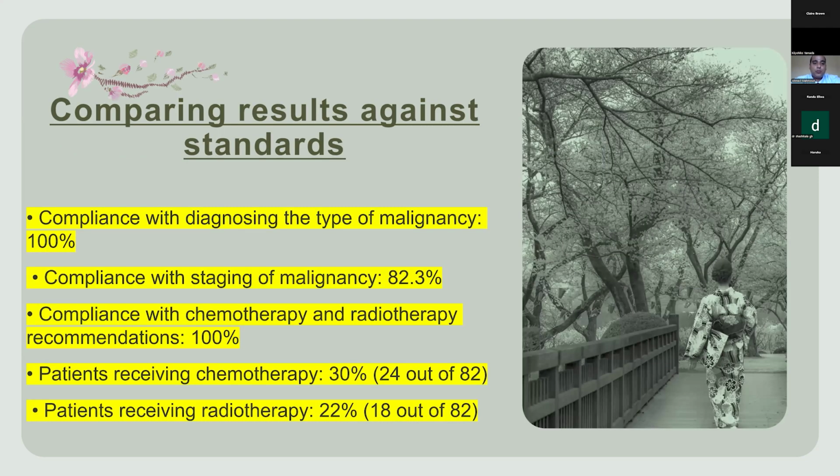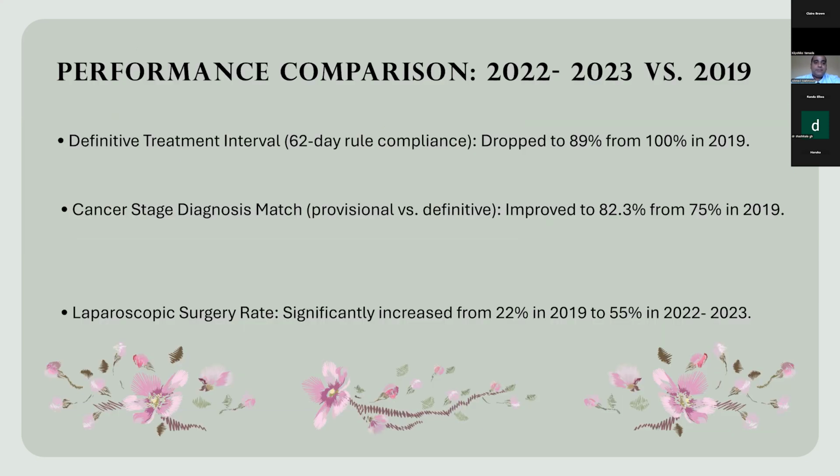So comparing the results against standards, compliance with the diagnosis of the type of malignancy was 100%, and compliance with the staging of malignancy was 82%. I mean the staging before the surgery compared with the staging following the surgical management. Compliance with chemotherapy and radiotherapy was 100%, and patients who received chemotherapy were 30%, 24 out of the 82 cases, and patients receiving radiotherapy were 22%, 18 out of 82 cases.